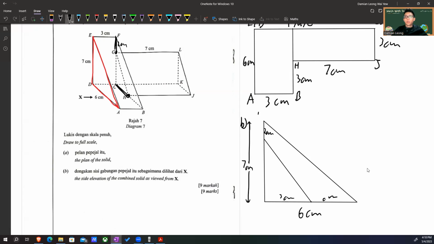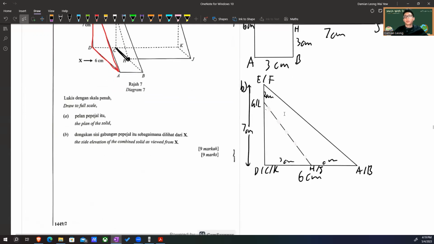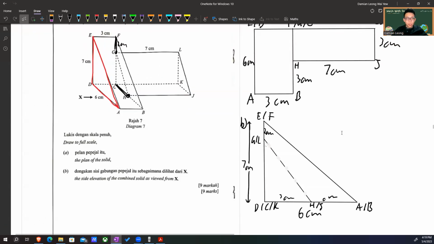Then we label the corners: on top EF, here GL, D, C, and K, H and J, A and B. But actually this line is not a solid line. It should be a dotted line because it's not a line that I can see from the X direction. So you need to make it a dotted line. Yeah, so it'll be like this. Lines that we cannot see, put as dotted lines. Lines that we can see, use solid lines. Again, make sure you measure everything according to the measurements correctly.